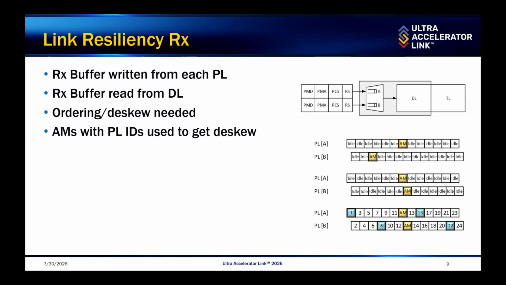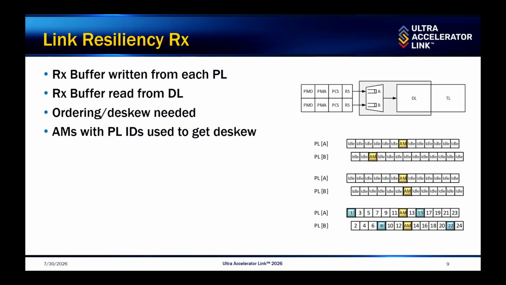Same idea on the receive side. We've got the two physical layers. You can see the PMD, PMA, PCS, RS, the reconciliation sublayer, and they feed in logically. You can think of them feeding into two separate buffers. And then on the read side, you've got to pull them out in the correct order.